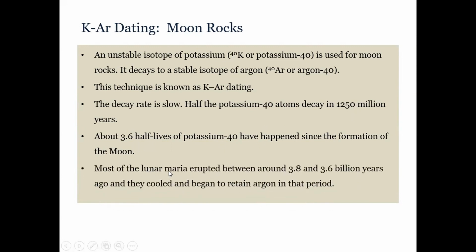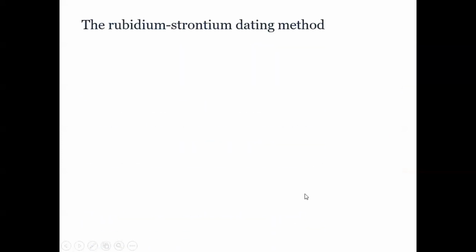So most of the lunar maria erupted between 3.8 to 3.6 billion years ago, and they cooled and began to retain the argon of that period. So we can use this ratio to find out the age.